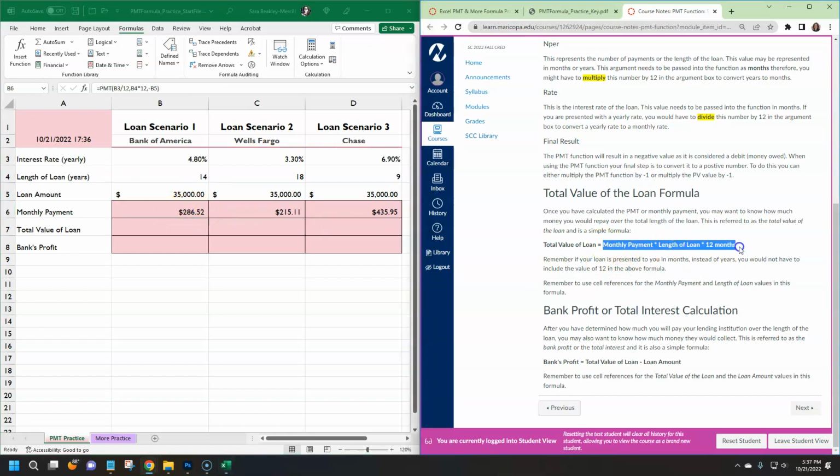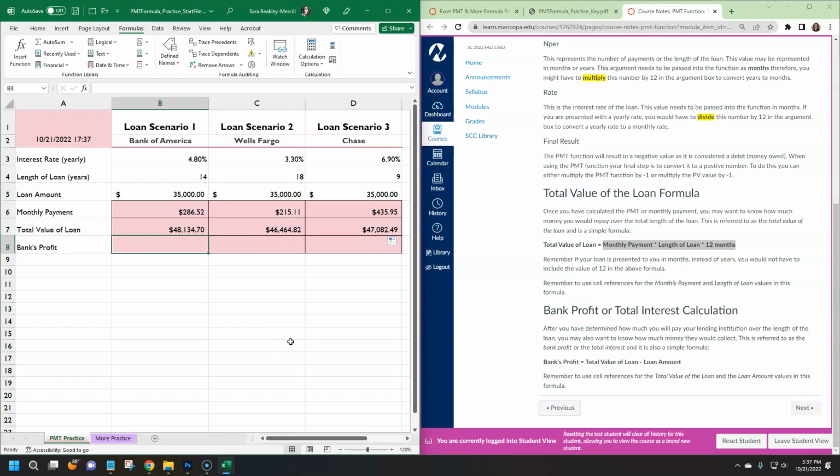And that is just multiplication, right? So I'm going to come down here to the total value of the loan. I'm going to type an equal. I'm going to write a check for $286.52 for 12 months. So I'm going to say times 12 times 14 years. That's $48,000. Okay? Because I use relative cell referencing, I copy that across, and if I double click, you can see it moved the cell locations, but it left the math the same. That is the power of Excel. You never want to type in numbers to formulas and functions if you can reference them.